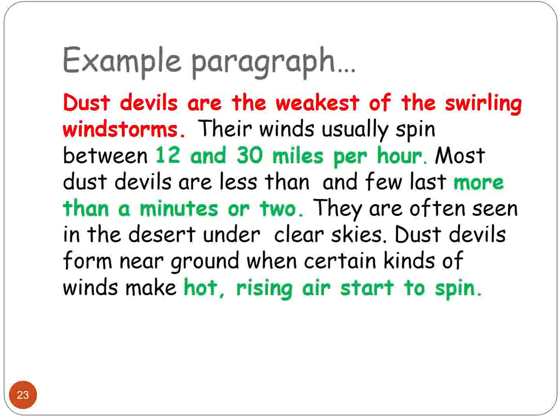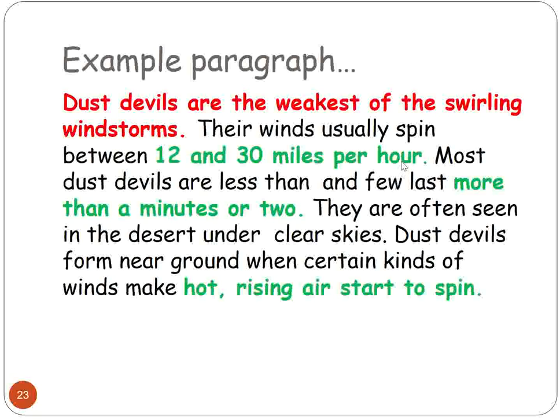Dust devils are the weakest of the swirling windstorms. The winds usually spin between 12 and 30 miles per hour. Most dust devils are less than 5 feet across, and few last more than a minute or two. They're often seen in the desert under clear skies. Dust devils form near the ground when certain kinds of winds make hot rising air start to spin.